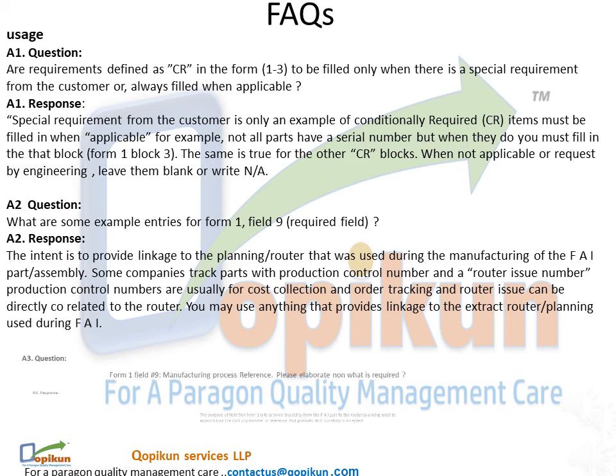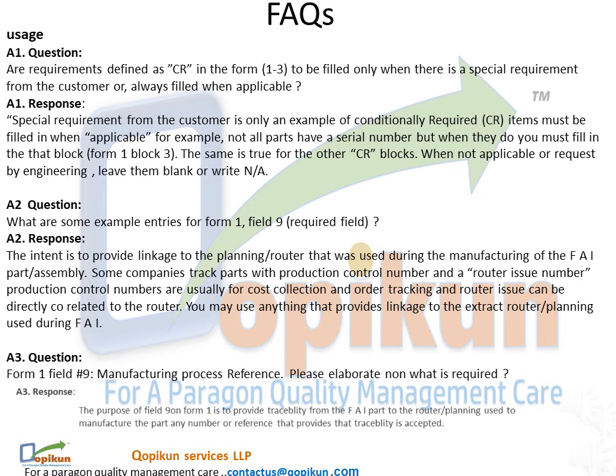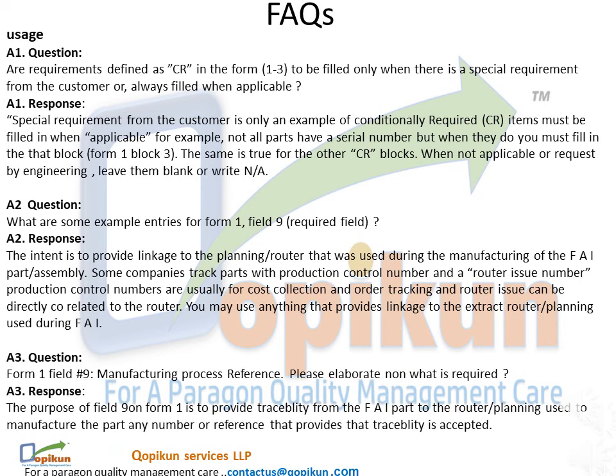A3 question: Form 1 Field Number 9, Manufacturing Process Reference. Please elaborate on what is required. A3 response. The purpose of Field 9 on Form 1 is to provide traceability from the FAI part to the router planning used to manufacture the part. Any number or reference that provides that traceability is accepted.